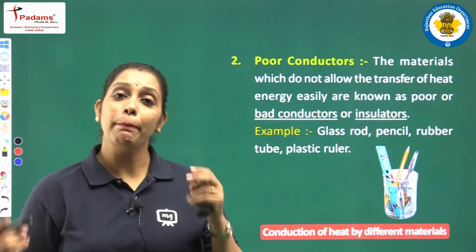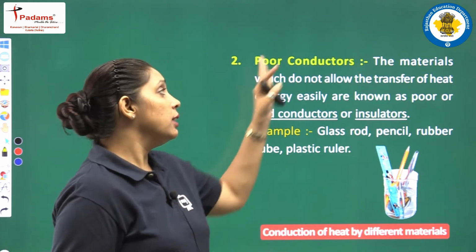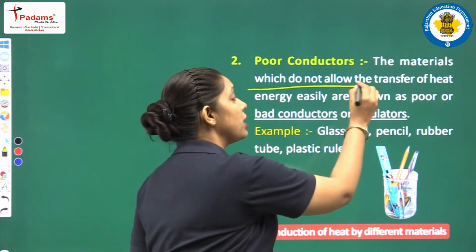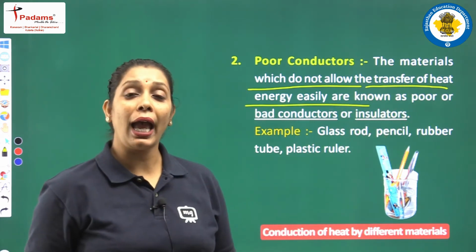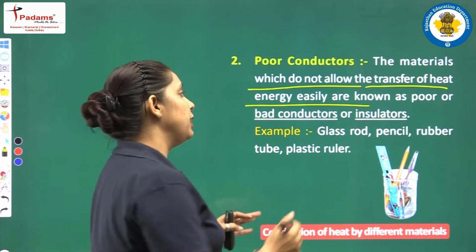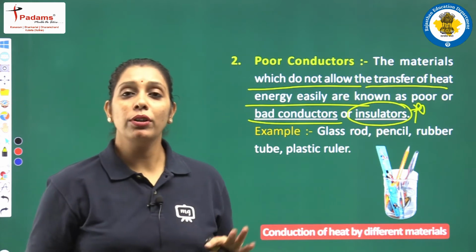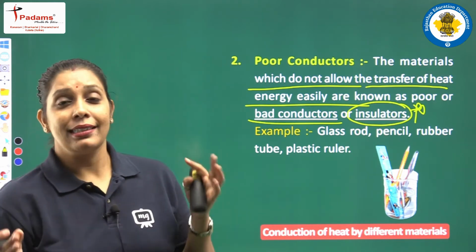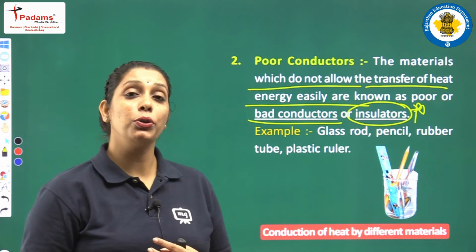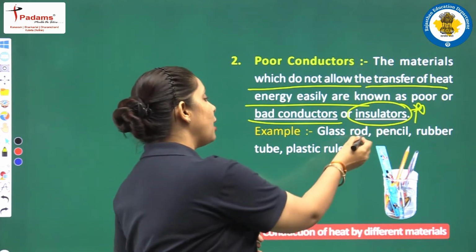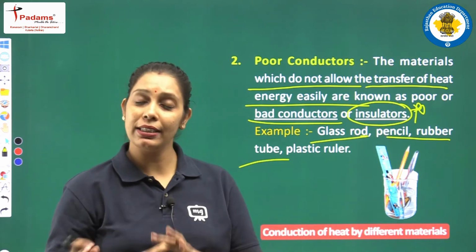Okay students, what are bad conductors or poor conductors, or we can say what are insulators? Students, the material which does not allow the transfer of heat energy easily, they are known as poor conductors, or we can say bad conductors or insulators. Important question here. Fine. Remember all the examples. Just like the pencil is made of wood, your plastic ruler which you are using as a stationery item, glass rod and rubber tubes, these are examples of insulators, bad conductors of heat.